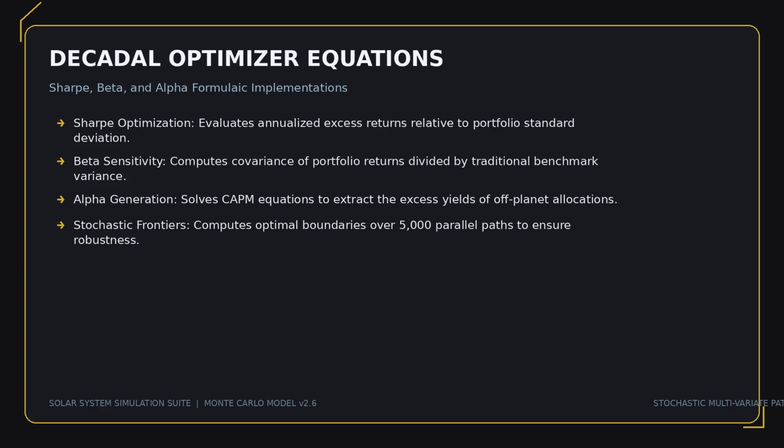Now, let's step into the details of our decadal portfolio optimization mathematics. Every 10 years, the engine executes a multi-asset grid search. For each weight candidate, we compute the return and volatility. We determine the portfolio beta, which measures sensitivity relative to traditional benchmarks, and the portfolio alpha, representing excess annual yields over CAPM expectations. We then seek the target weights that maximize our Sharpe ratio, using a risk-free rate of 2%.